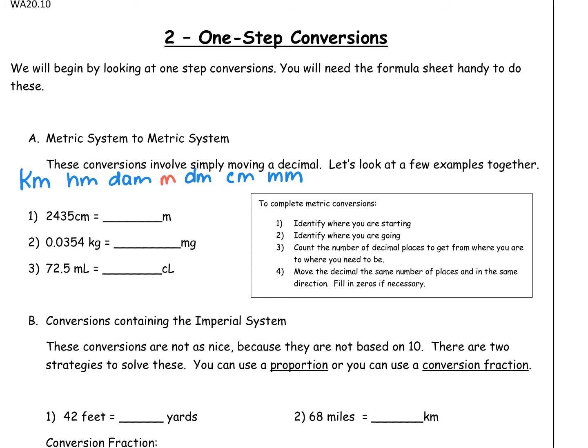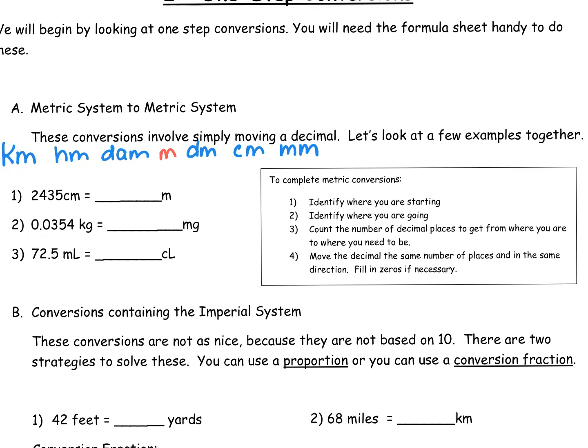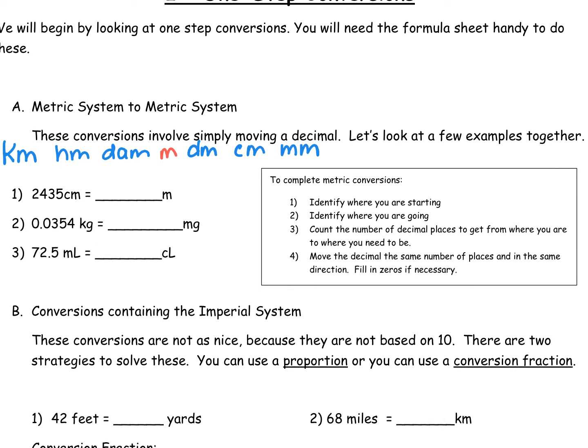So we're going to do some metric conversions to begin with. This is at the top of your formula sheet, but I've written out the metric system right here using meters as my base unit. Remember, you could have grams, liters, whatever. It's the prefixes that we're concerned about: kilo, hecto, deca, deci, centi, and milli. So basically what you want to do is identify where you're starting, where you're going, and count the places in between. It's my real high-tech strategy, but it works for me.